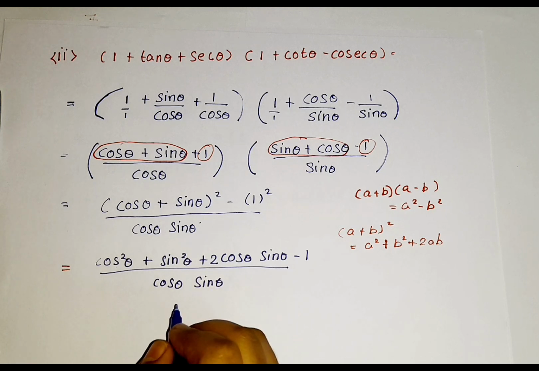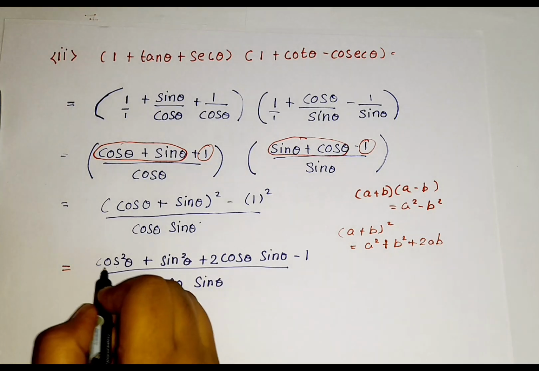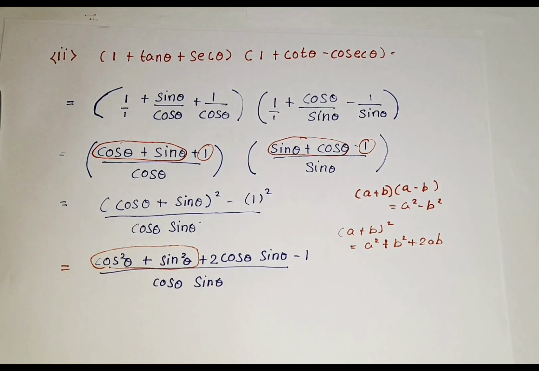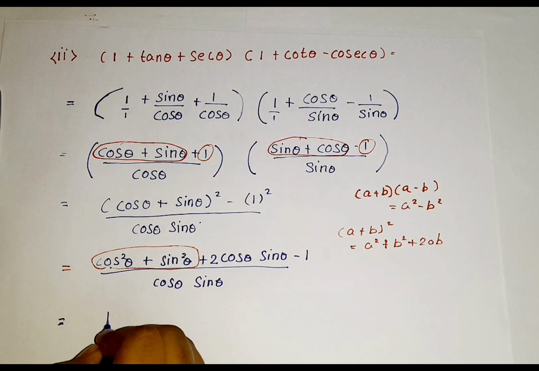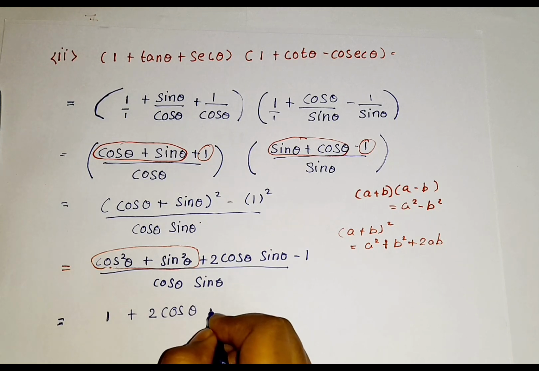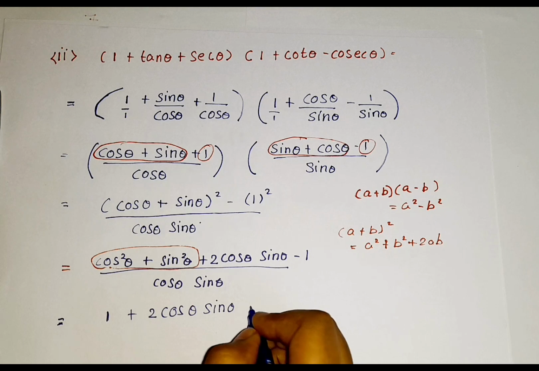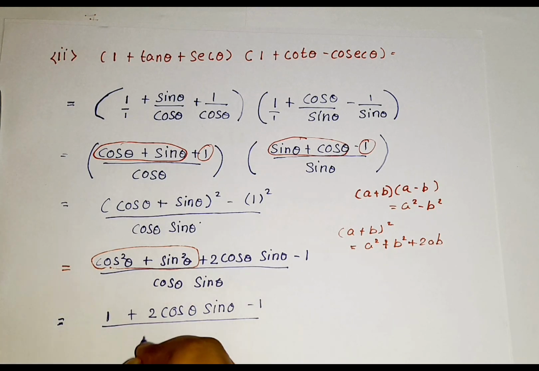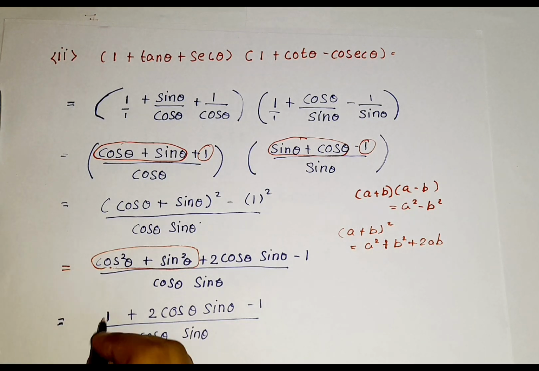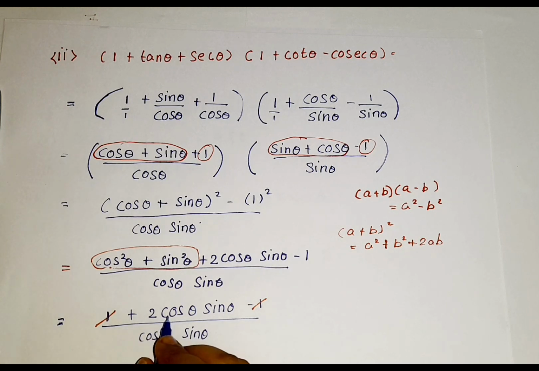Okay, so now what we can do is, now when you just look at it carefully, so here we have cos square plus sin square theta, isn't it? So we can actually apply the identity. So when we just apply the first identity, we'll get 1 and then plus 2 cos theta sin theta minus 1 divided by cos theta sin theta. Okay, so now we can actually cancel this 1 and this minus 1. Okay, alright, so now finally we have 2 cos theta sin theta divided by cos theta sin theta.